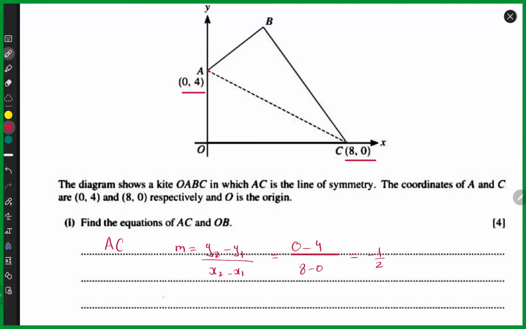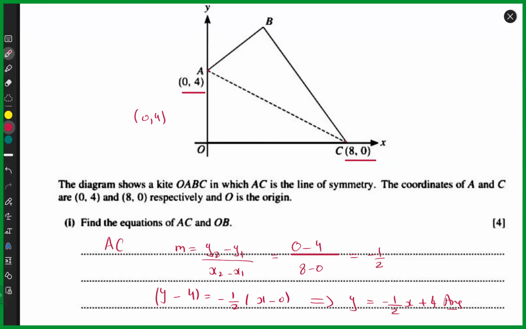So let's write down the equation. It's y minus y1. I'll use (0, 4) as the point lying on the line. So y minus 4 equals minus 1/2 times (x minus 0), and this is going to give you y equals minus 1/2 x plus 4, and this is the answer for the equation of AC. And what about the equation of OB?